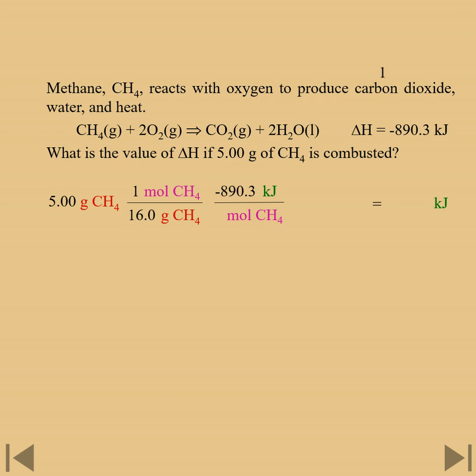And we're given negative 890.3 kilojoules per molar quantities, and for methane that would be 1 mole of methane. When I put this on my calculator, I come up with negative 278 kilojoules. We should always still be asking, does our answer make sense? The number one thing we want to be looking at is our sign. And indeed, a negative sign does make sense.